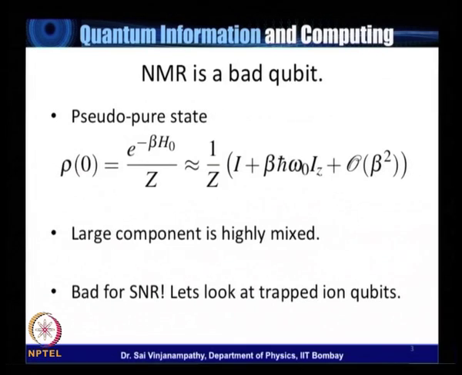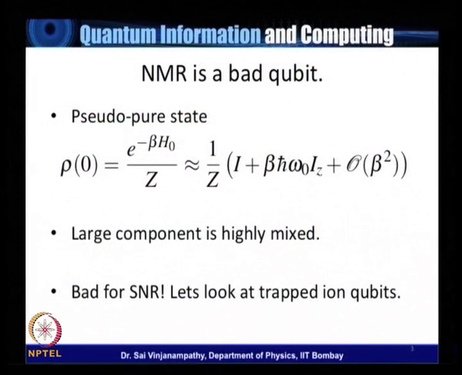The problem is that even though we have access to a single qubit in the form of the sigma z or the Iz part of the density matrix, almost all of the population is in this maximally mixed state, which is given by the identity matrix. So what this means is that this qubit actually exhibits really bad signal to noise ratios, and it is unsuitable for large scale quantum computing. It's unsuitable for the scaling relationship in quantum computing. So let's look at an alternative, and as an alternative, let's look at trapped ions.